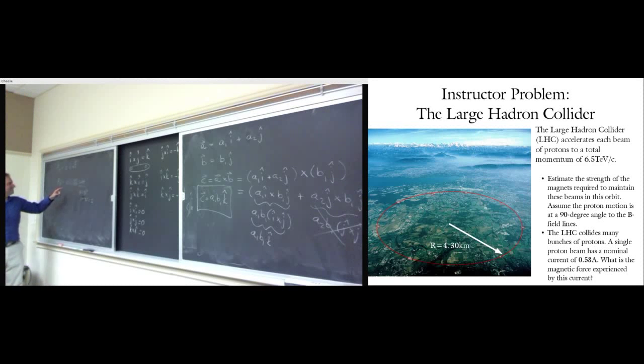Okay. So this is great. Sine of 90 degrees is one, so that's just one. And the magnitude of this is just E, magnitude of V, magnitude of B. Well, we're looking for the magnitude of the magnetic field. Okay, so we want that thing. We want B. But we don't know V, and we don't know F. We don't know the force.